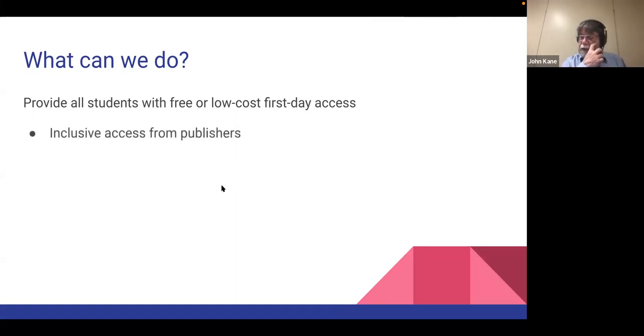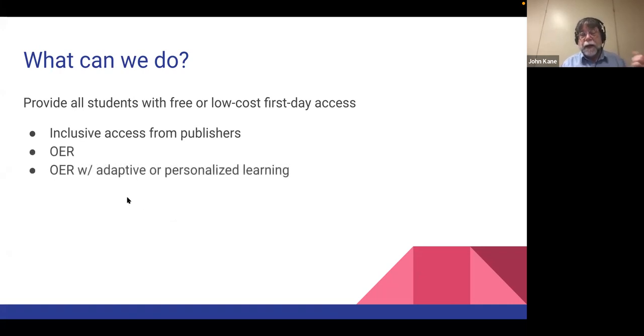One solution that we can use is inclusive access, as it's called here at Oswego. With inclusive access, basically, you're getting a discounted textbook where it's added to the student's bill. So it's available to all students on the first day. It still adds a cost to students, but at least it provides equitable access. OER is free and also is available on the first day.